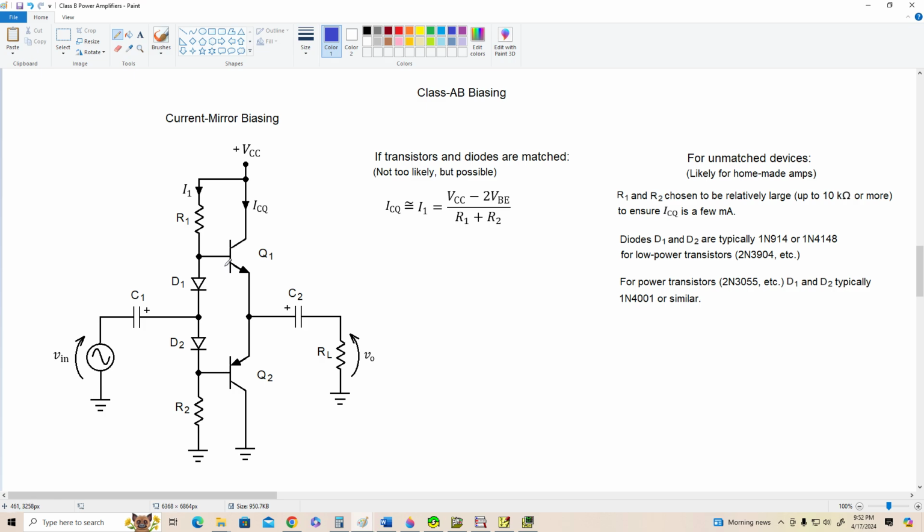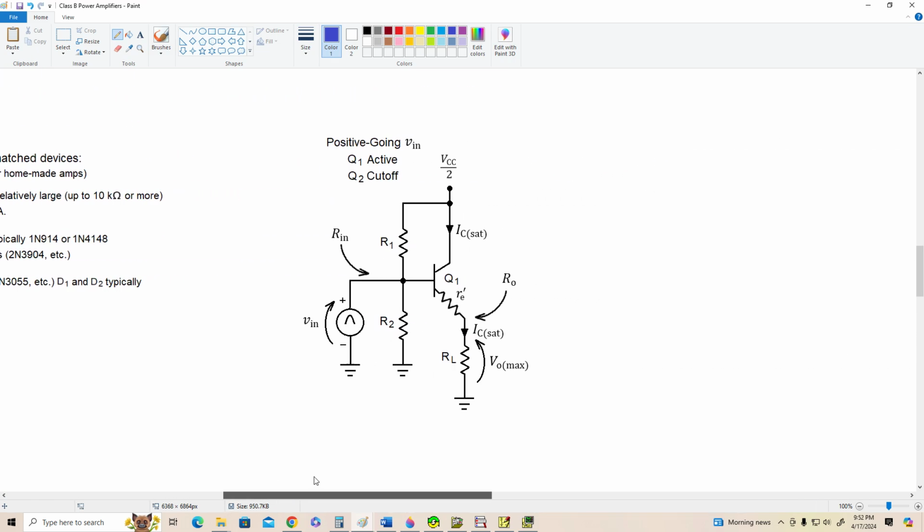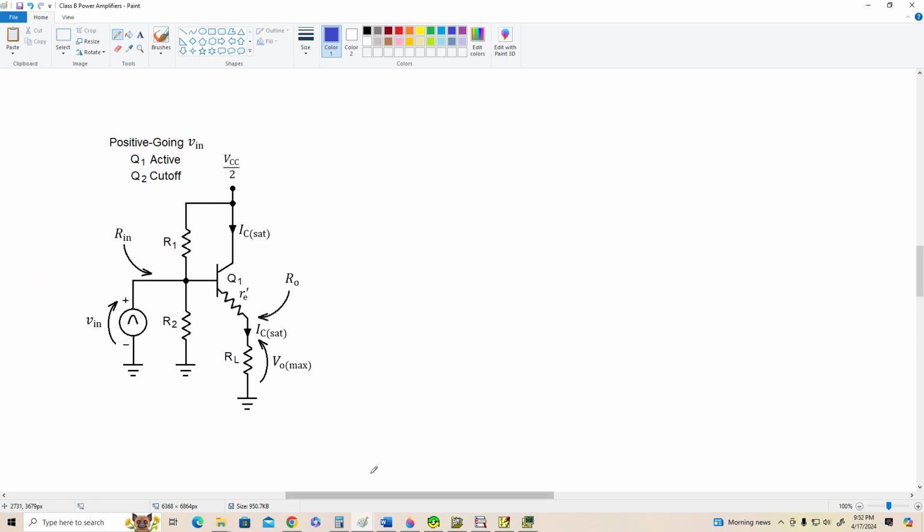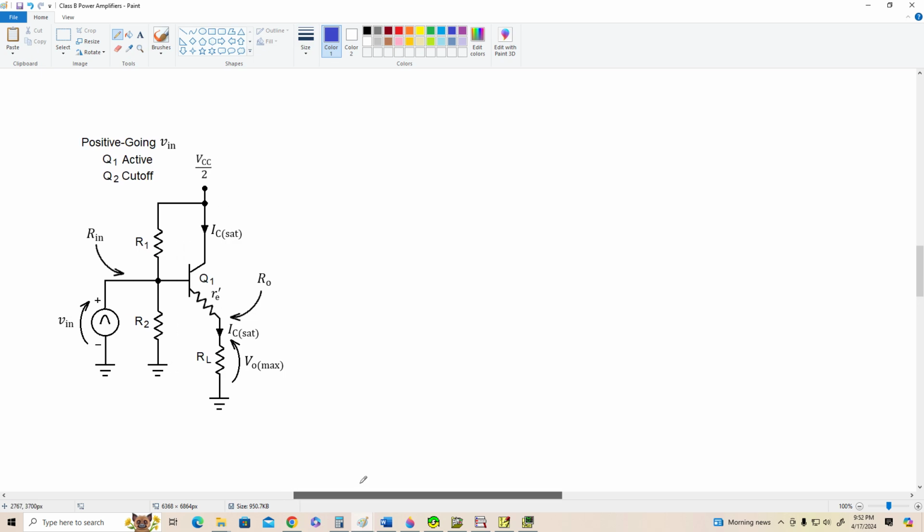All right, let's see. Next, let's develop all of the equations for this circuit, and we're going to look at it just for the positive half cycle where Q1 is turned on and Q2 is in cutoff. Now looking at the amplifier, from the voltage gain perspective, nothing has changed. AV is still equal to RL divided by RL plus r'e.